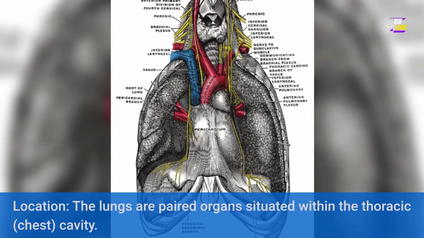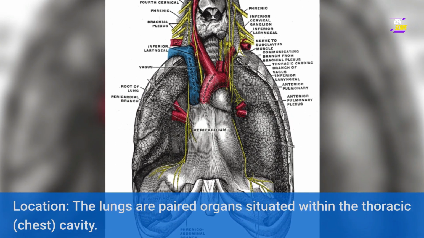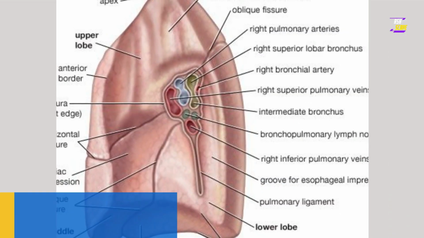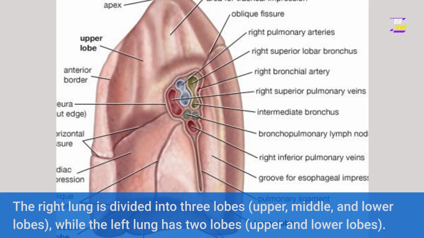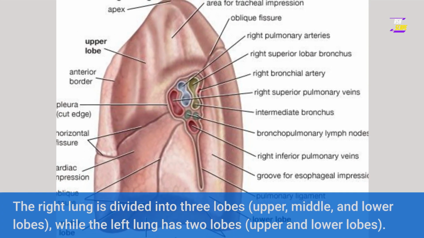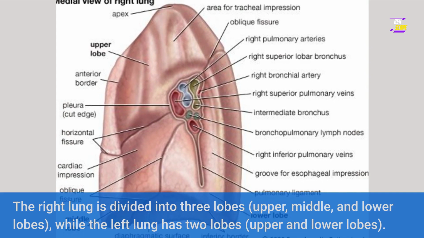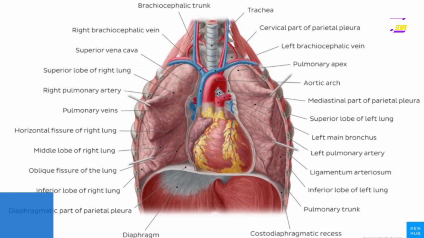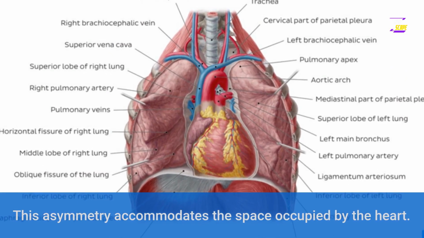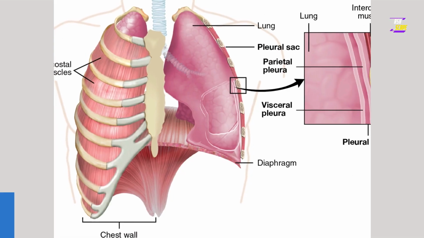Location: the lungs are paired organs situated within the thoracic (chest) cavity. The right lung is divided into 3 lobes: upper, middle, and lower lobes, while the left lung has 2 lobes, upper and lower lobes. This asymmetry accommodates the space occupied by the heart.